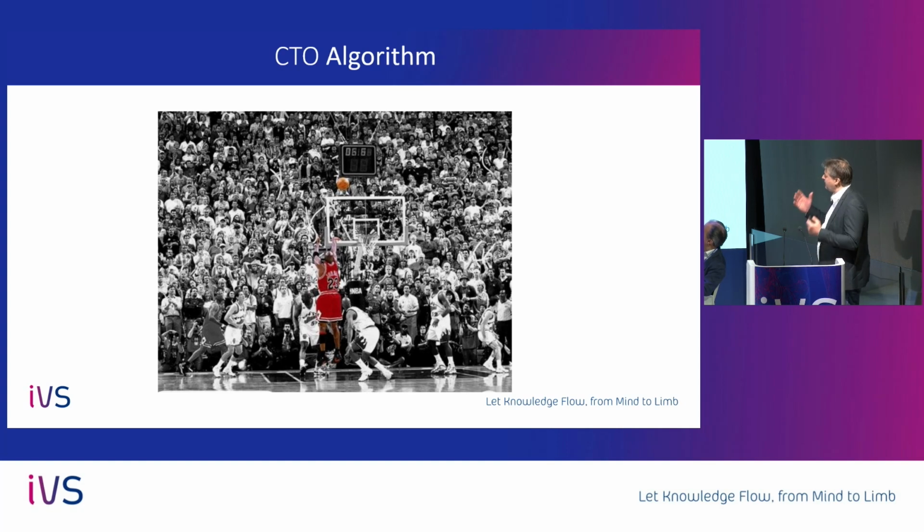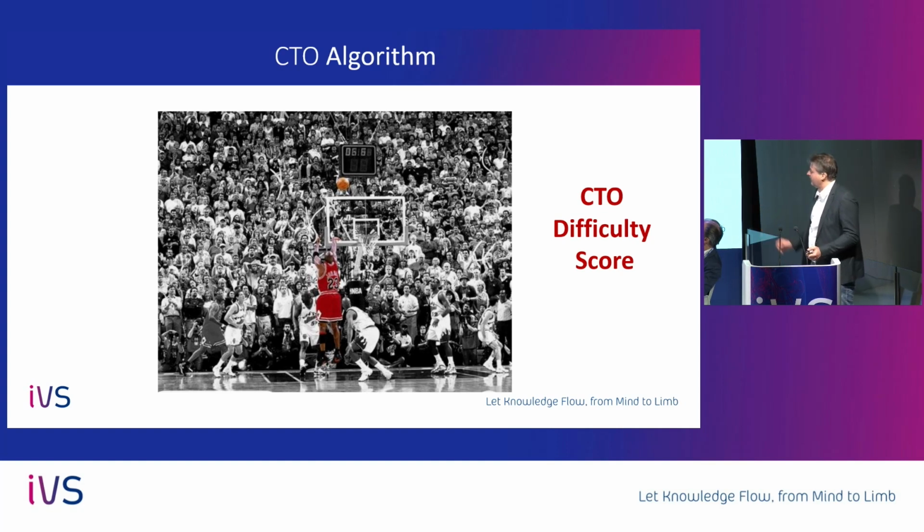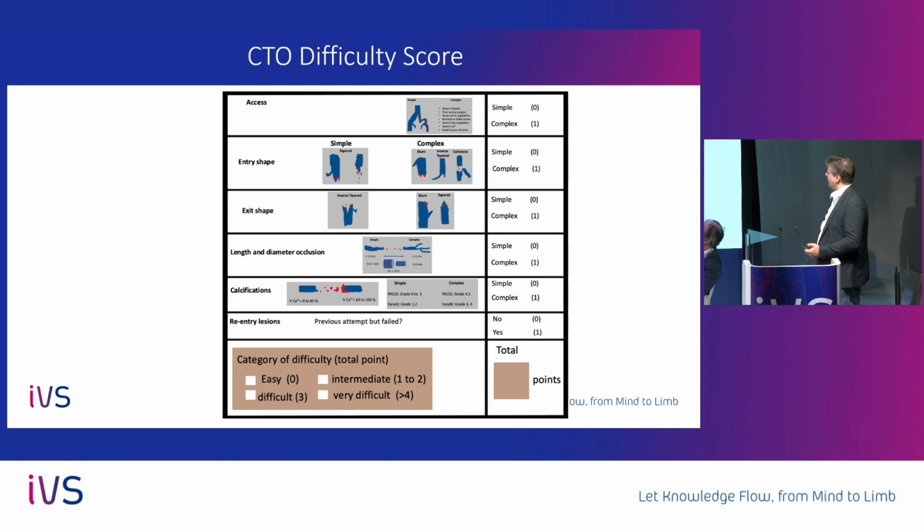Okay, we need to have an algorithm, but an algorithm is good, but we need something else with the algorithm. You need to have a CTO difficulty score, because to put this basket at 6 seconds at the end, I don't know if you remember this game, only Michael Jordan can do that. Some guy can do that if they lead 20 points at 10 minutes at the end of the game. The CTO difficulty score is quite the same that we can have in coronary approach.